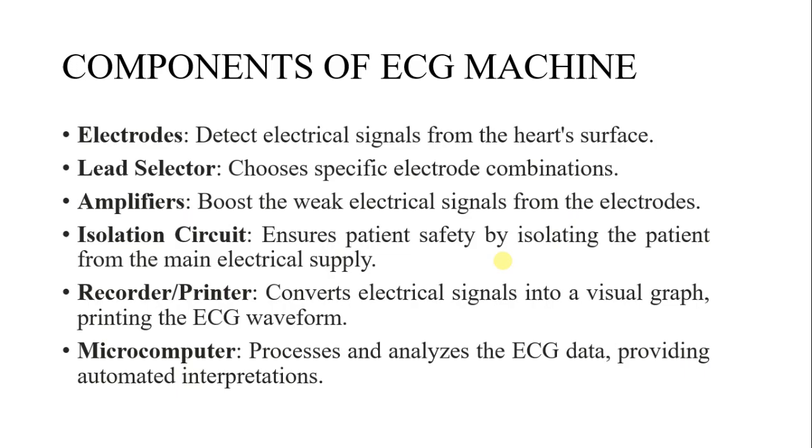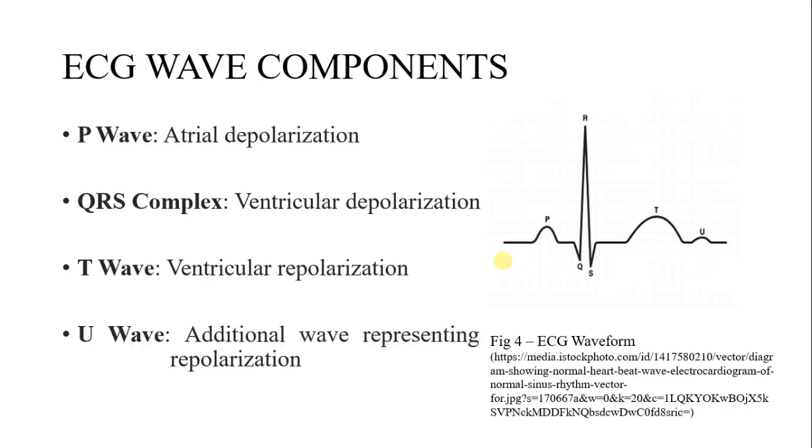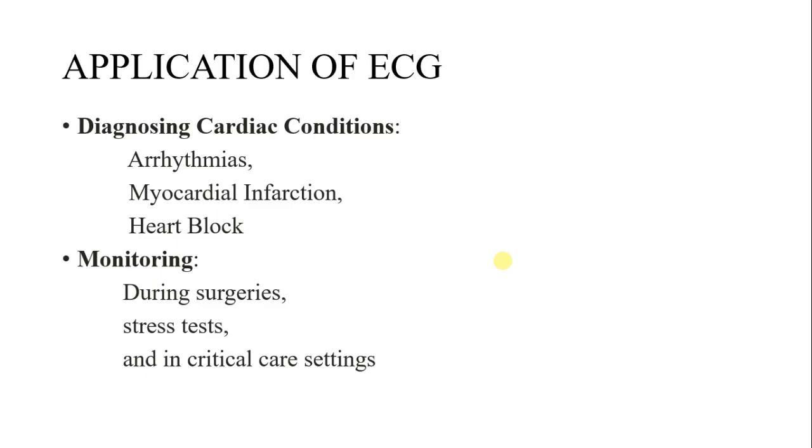Next is the recorder and printer, which converts the electrical signal into a visual graph or prints the ECG waveform. Next is the microcontroller, which processes and analyzes the ECG data, providing automated interpretation. ECG wave components: as already discussed, the P wave is due to atrial depolarization. The QRS complex is due to ventricular depolarization. The T wave is generated due to ventricular repolarization, and the U wave is additionally present due to the repolarization process of the atria.